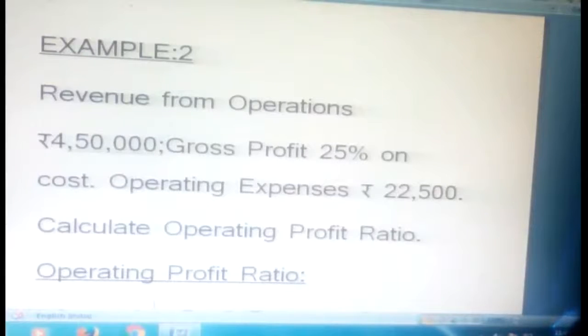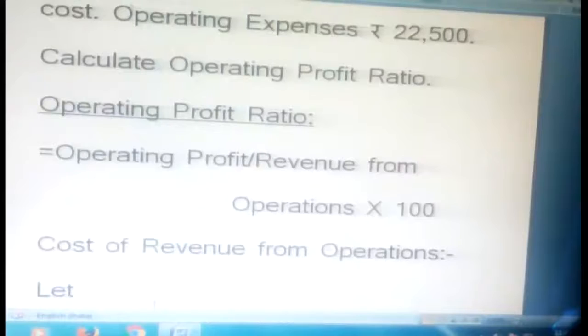Revenue from operations 4,50,000. Gross profit 25% on cost. Okay, here profit is 25% on cost, so you have to be very careful to see this. Operating expenses 22,500. Okay, so calculate the operating profit ratio. What is our operating profit ratio formula? Operating profit divided by revenue from operations into 100.